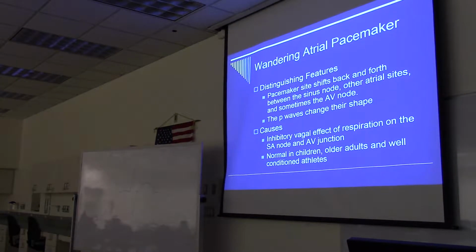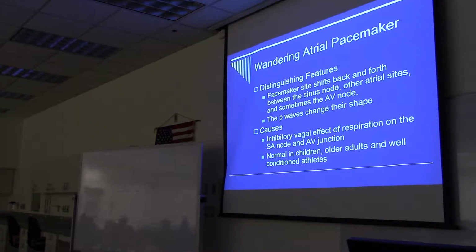Normally the SA node will initiate the conduction through the atria and give us our normal looking P wave. But sometimes there's other areas in the atria that'll start an impulse. So the pacemaker site shifts back and forth between the sinus node and other atrial sites, sometimes even the AV node. And what you'll notice is that the P waves will look different from each other.